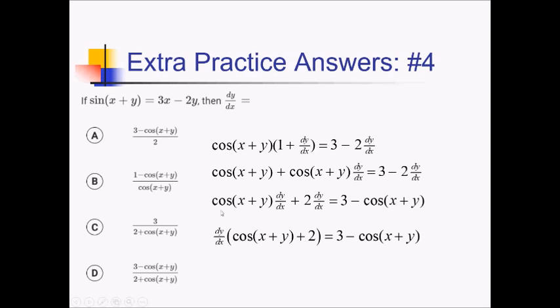And at this point, to get dy over dx by itself, I'm just going to divide both sides by everything in this parentheses. So when the dust settles, I've got 3 minus cosine of x plus y, all of that over cosine of x plus y plus 2. All right, well, now we have to match it with an answer choice. It looks like that's going to be equivalent to answer choice D.